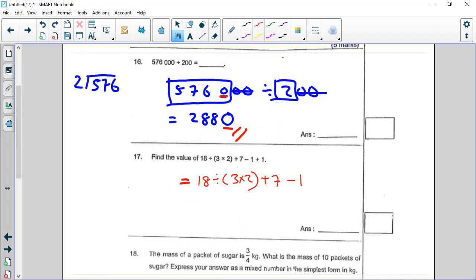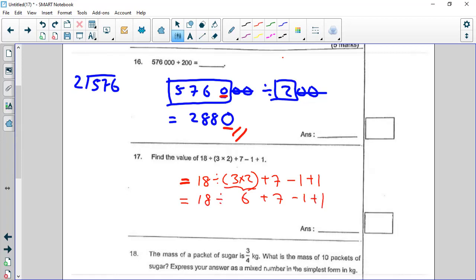I can't see the last one. That one is plus 1, right? I think it's a plus 1. Okay, all right. So if everything is okay, then this is what we will get. Do the bracket first. So 18 divided by 6 plus 7 minus 1 plus 1.